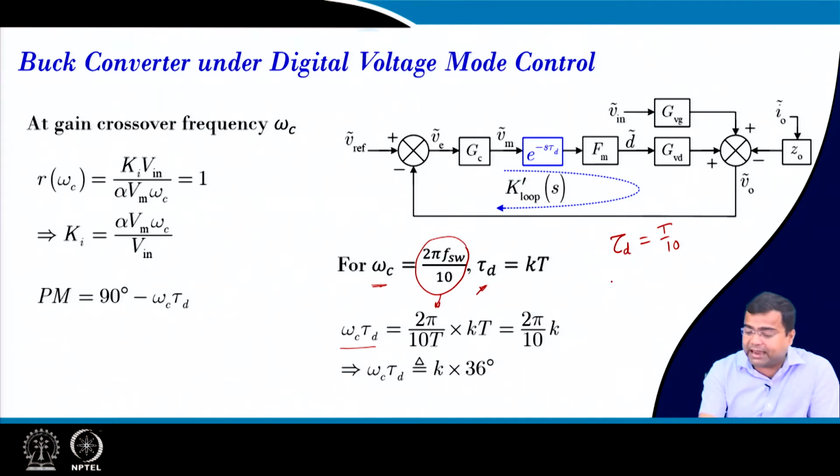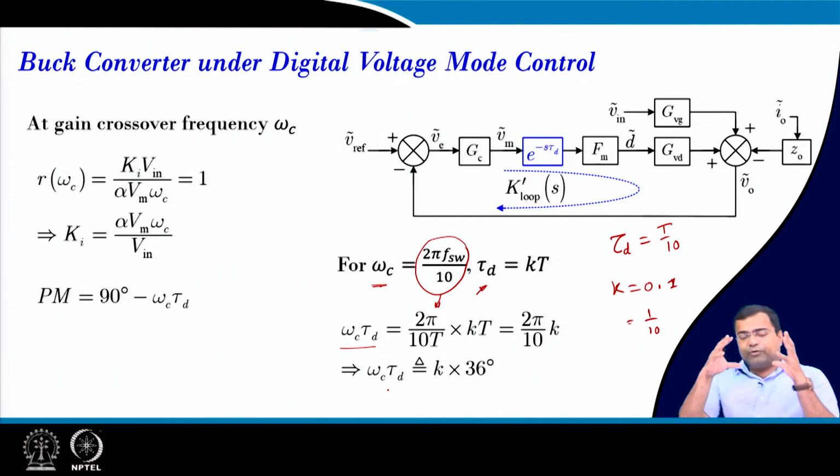That means, if k equals 0.1, that is, if the delay is 1/10 of the time period, then it will contribute 3.6 degrees of additional phase lag. And if the delay slowly goes towards the time period, because we have discussed in the earlier architecture that it can be possible that the delay is a complete switching cycle, in that case k will be 1 and you will get an additional phase lag of 36 degrees. So, you have to take that into account in the design process.